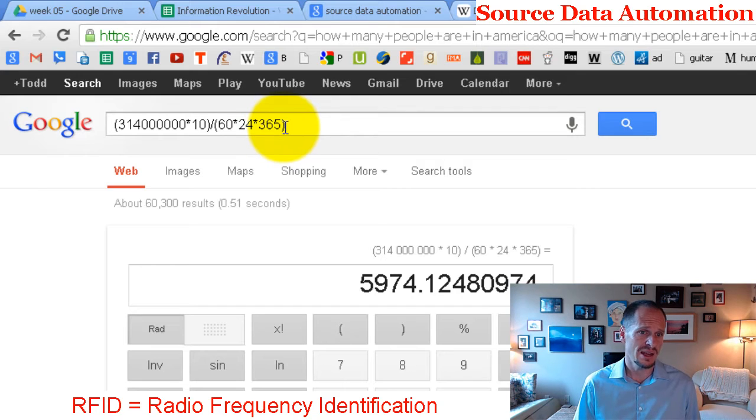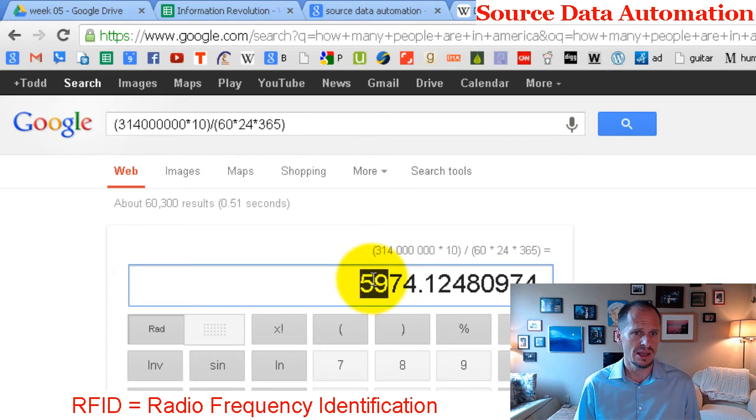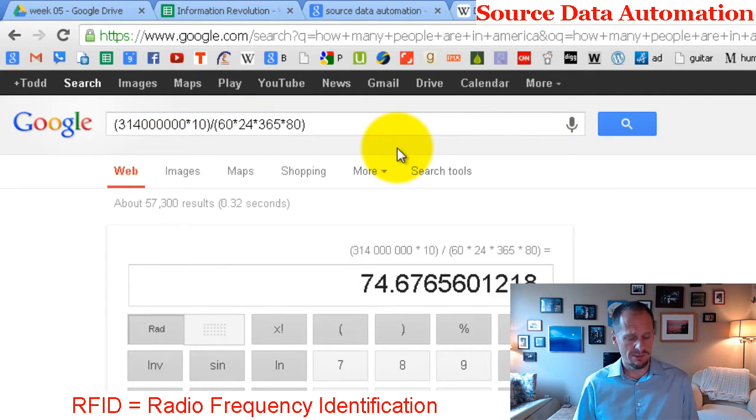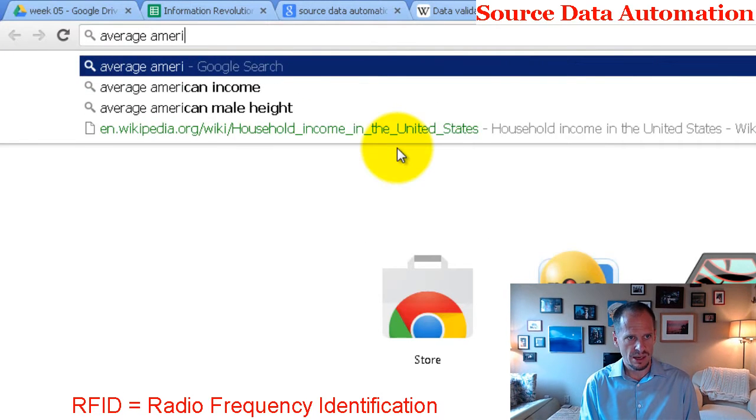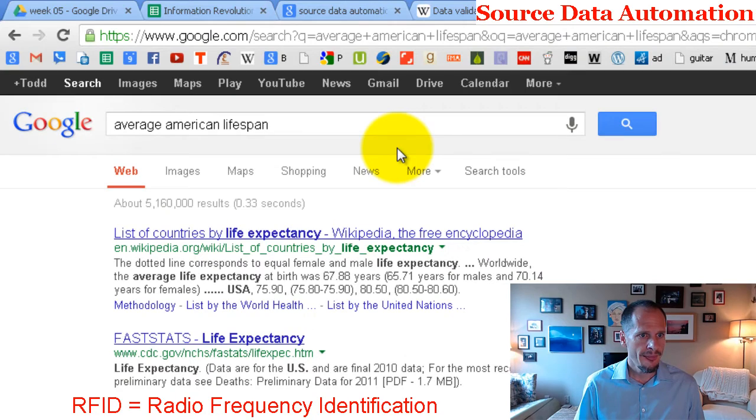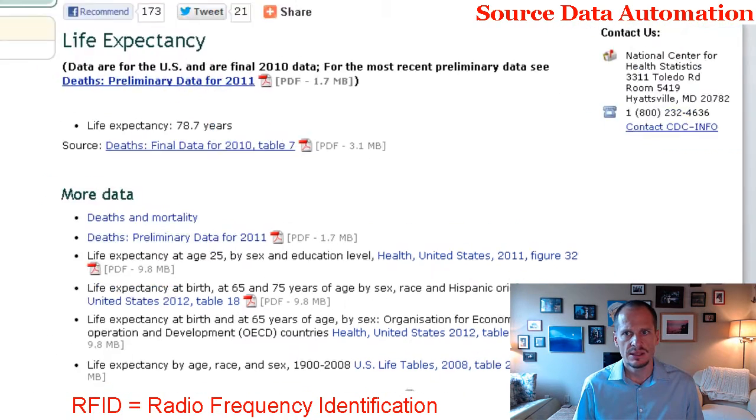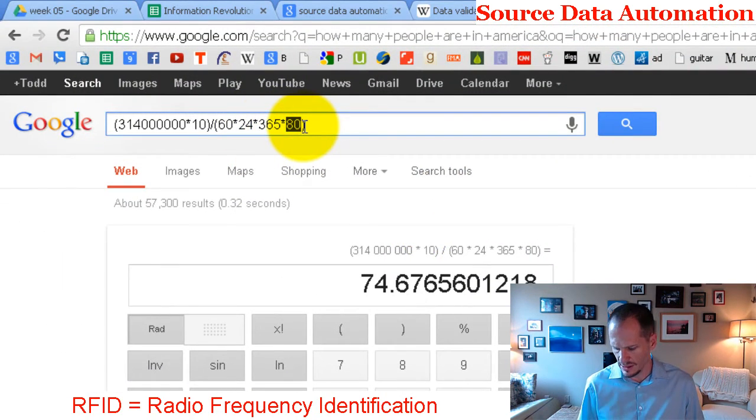5,974 years are 59 human lives in time, if people live to be 100 years. Let's divide that by 80, the average lifespan. So what's the average American lifespan? Life expectancy. I'm looking for US, well, 78.7 years. It's pretty close.